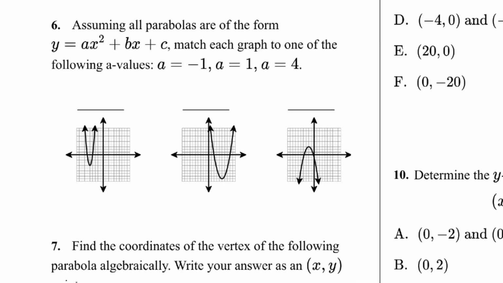A couple things are true about a values. When they're negative, they open down. So that's going to be this one right here. And when they are a bigger number, this means they are narrower. So the 4 is going to go over here. And then this one's just going to be a 1. The reason why it's a narrower graph is they grow faster, because they're being multiplied by 4.